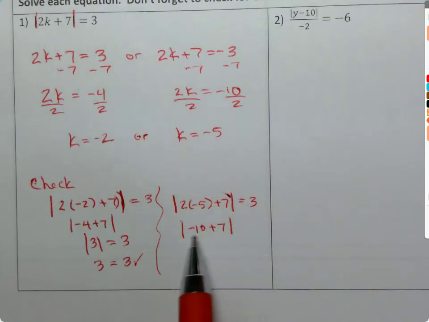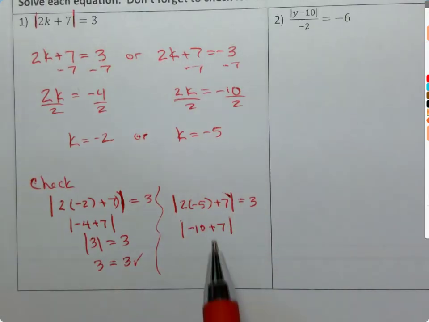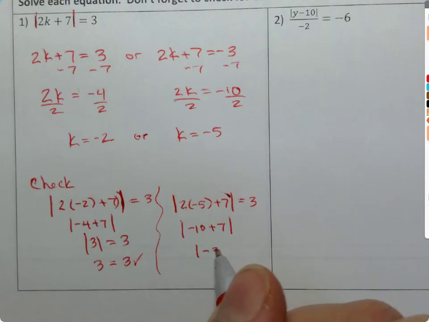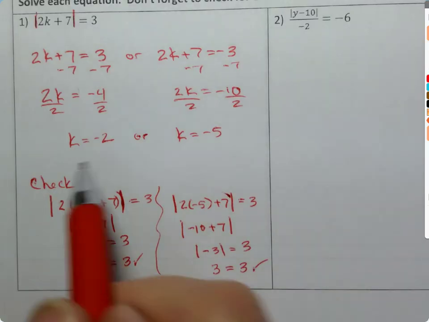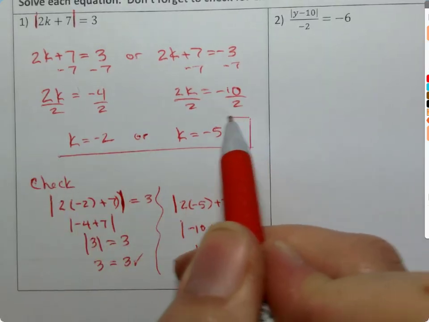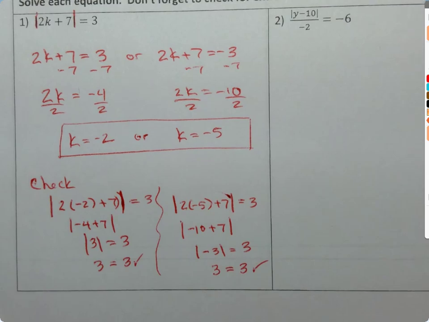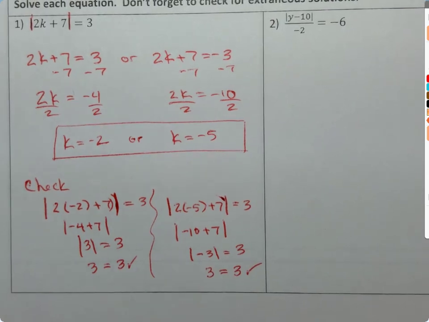So you are going to add this. You don't just go in and change signs. Negative 10 plus 7 is negative 3. What is the absolute value of negative 3? 3 equals 3. So both answers work. So I am going to circle them. So every problem you do, you want to check your answers in the originals.